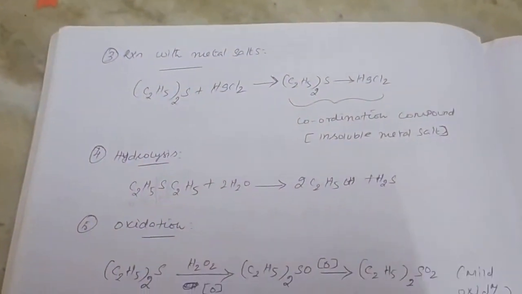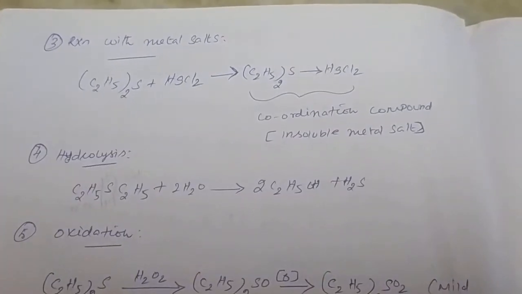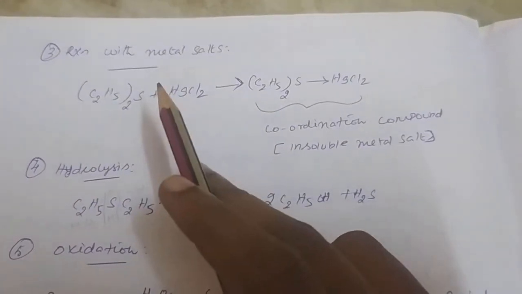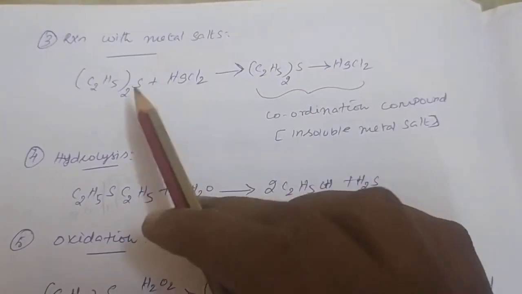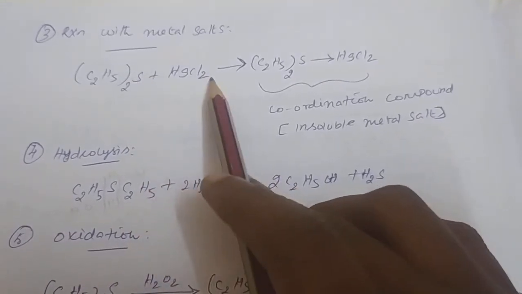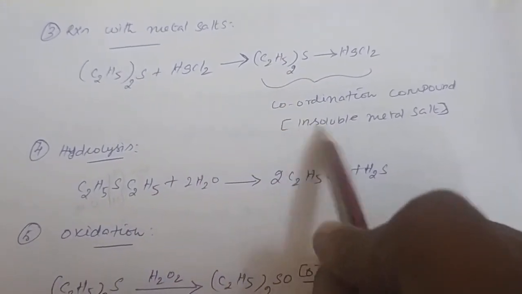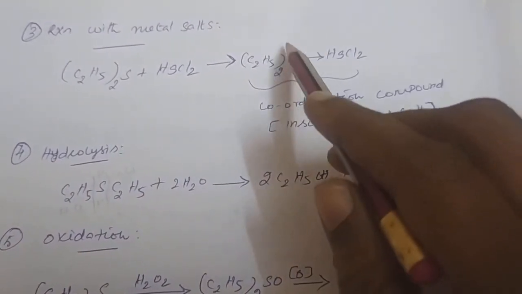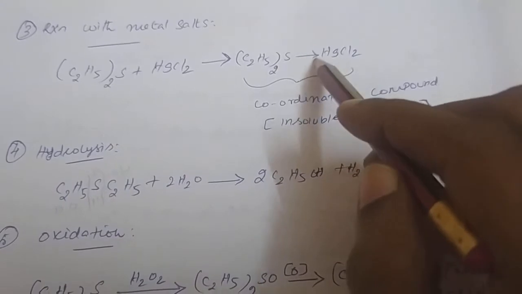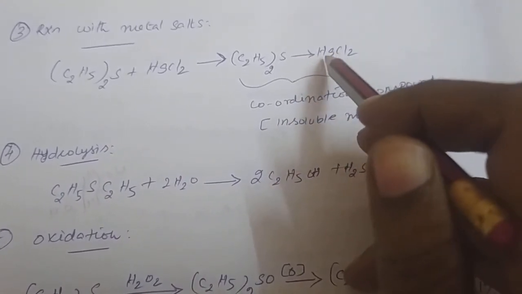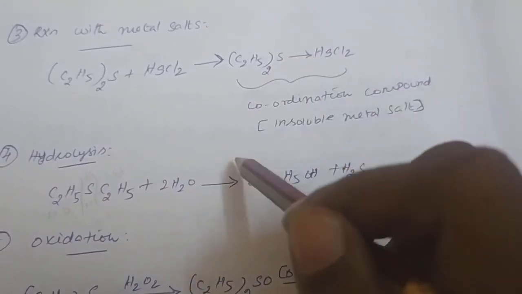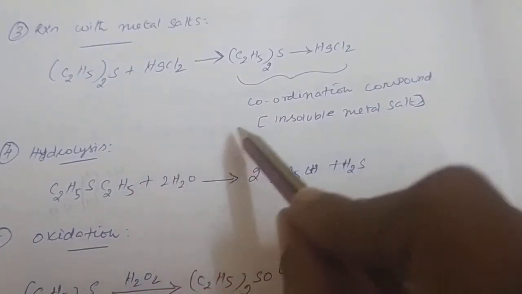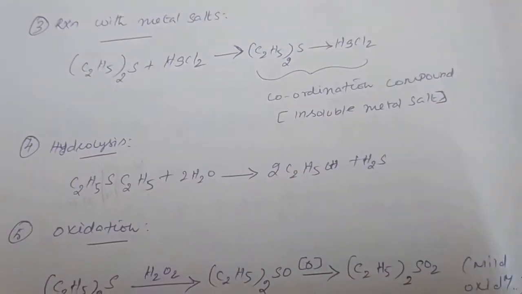So next, reaction with the metal salts to form coordination compounds. Here diethyl sulfide reacts with mercury chloride to form an insoluble metal salt. Here sulfur has a lone pair of electrons. It donates the electrons to an empty orbital of the mercury atom, that is a metal atom. So it is a coordination bond. So the thioether reacts with the metal salts to form a coordination compound.